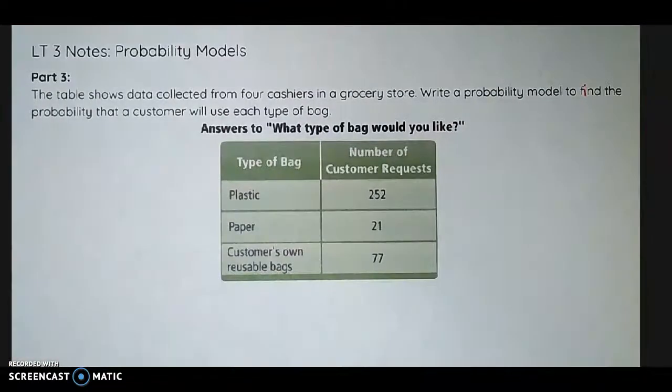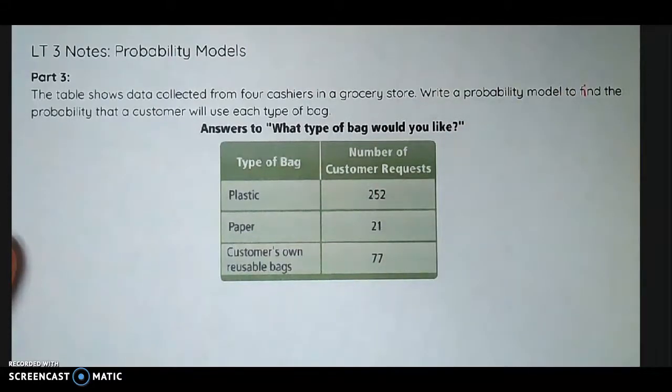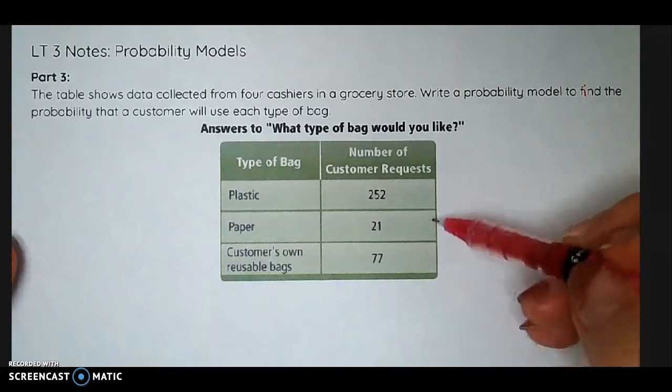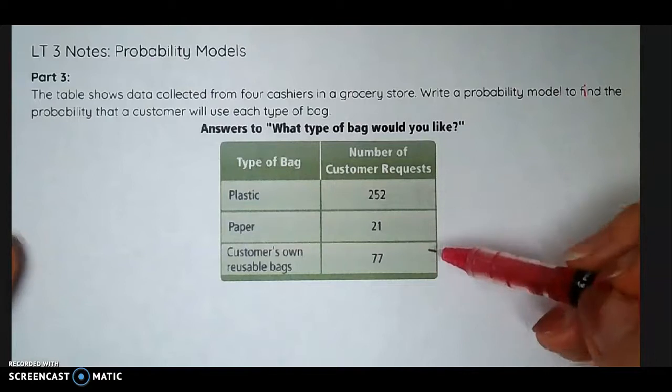This next part, part 3, says the table shows data collected from 4 cashiers in a grocery store. Write a probability model to find the probability that a customer will use each type of bag. So this is definitely experimental probability. They've actually gone and they've calculated the number of requests, because obviously if you have plastic or paper, they should be about 50%, or I'm sorry, and reusable bags there, so they would each be about 33.3%. But that's not what happened. As you can tell, they don't have even numbers here.